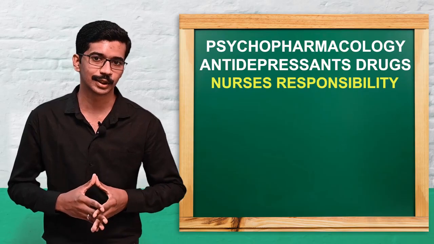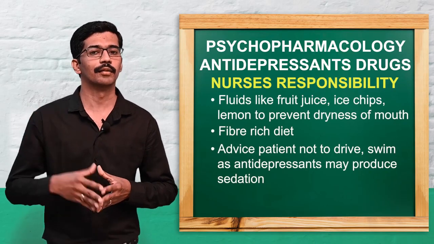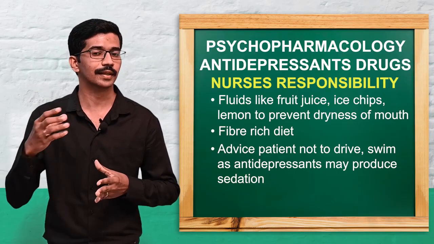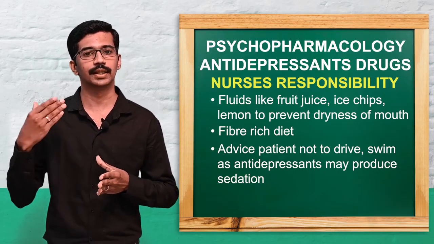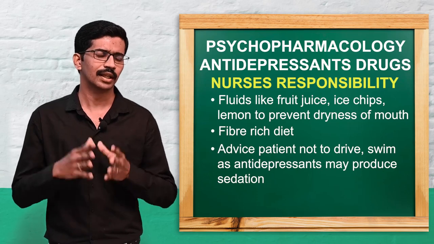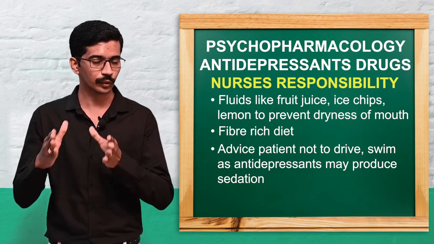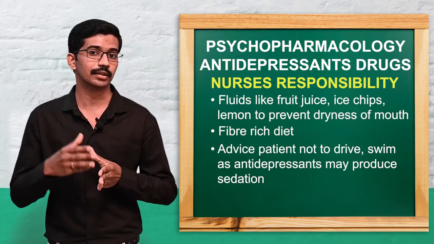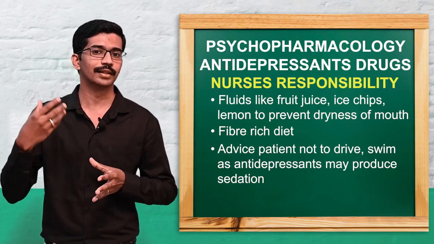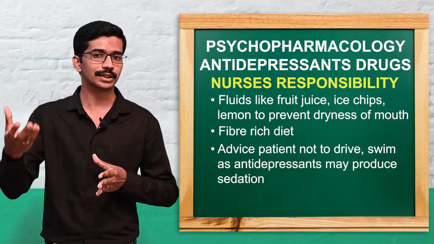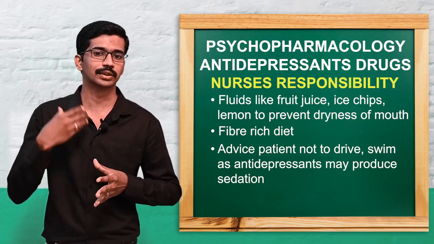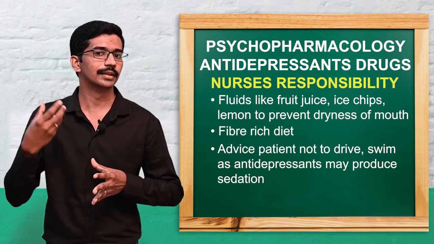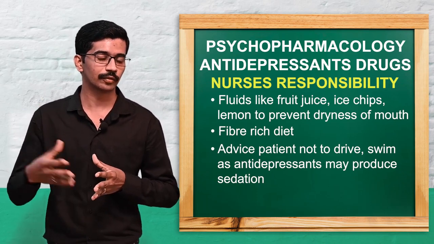Coming to the nurse's responsibility, the patient may already have autonomic side effects like dehydration, dry mouth, or constipation. In that case, you can offer a fluid diet or fruit juices. Frequently, you can give ice chips or lemon pieces, because these things reduce the dry mouth and also increase the fluid level of the patient.